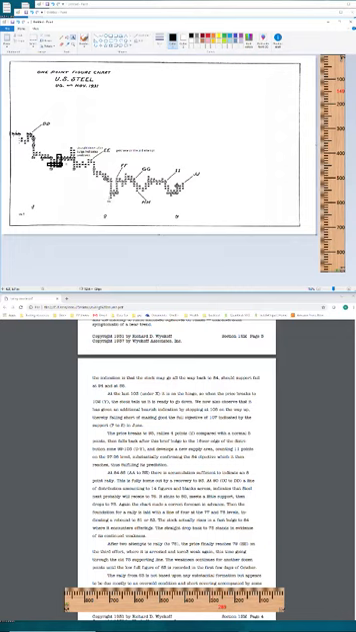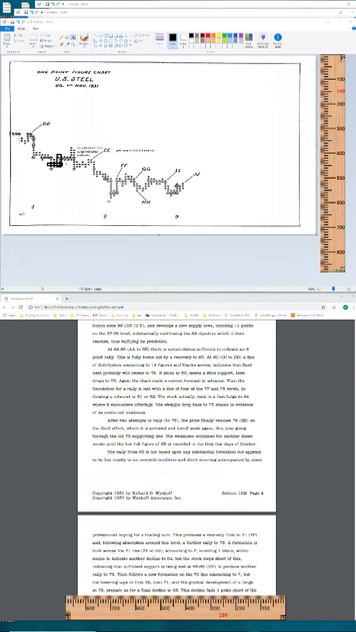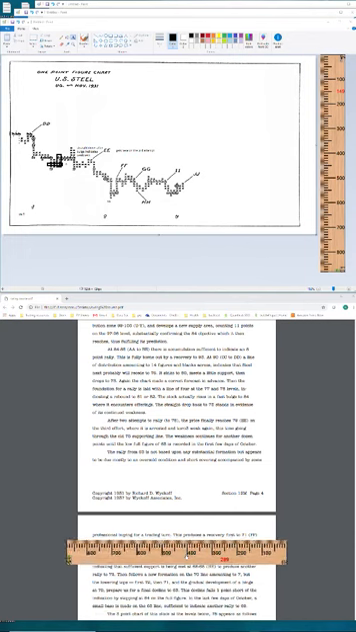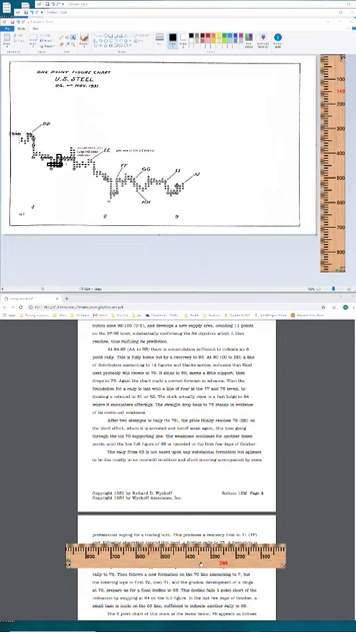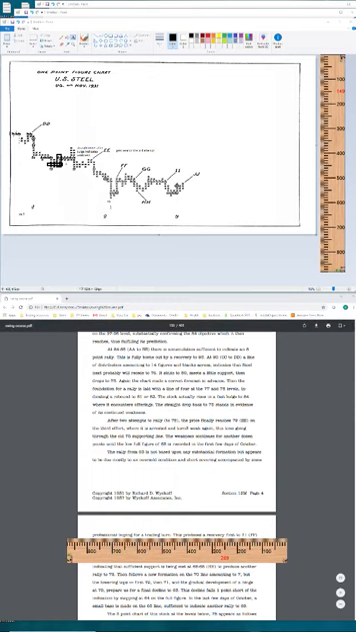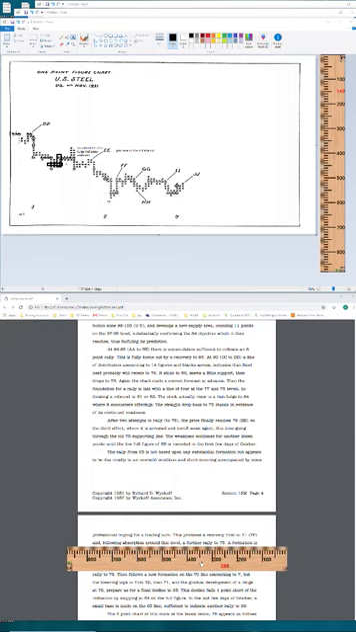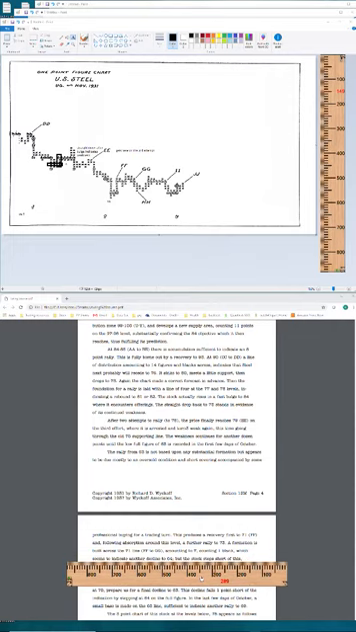It gets oversold here. And some short covering. 71. There's more distribution.